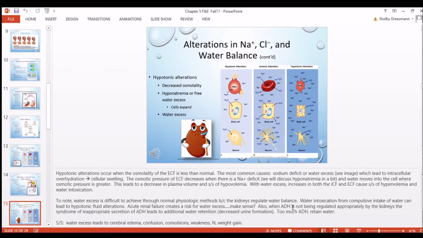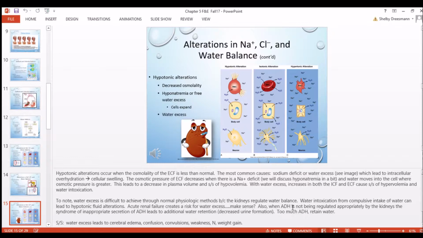Okay, hypotonic alterations occur when osmolality of the ECF is less than normal. I went over this earlier. It can cause overhydration because we have more solutes in our cell than outside the cell, and so water follows solutes. I drew this earlier. If you want to rewind back, you can. So now the water moves into the cell. This can lead to a decrease in plasma volume, and a sign and symptom of this is hypovolemia.